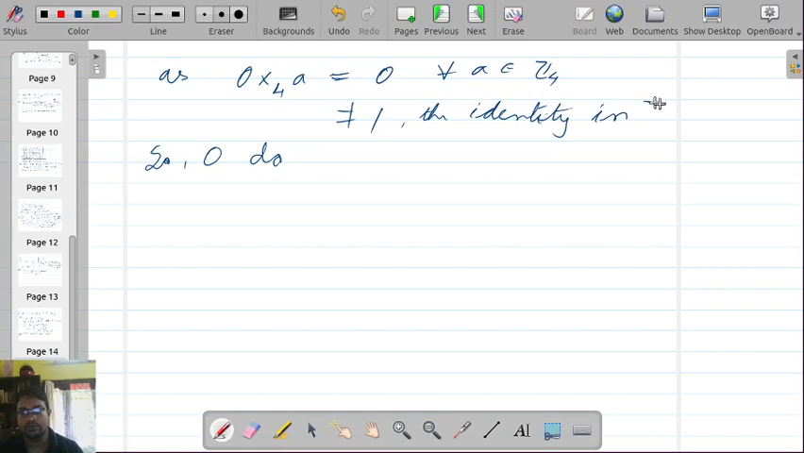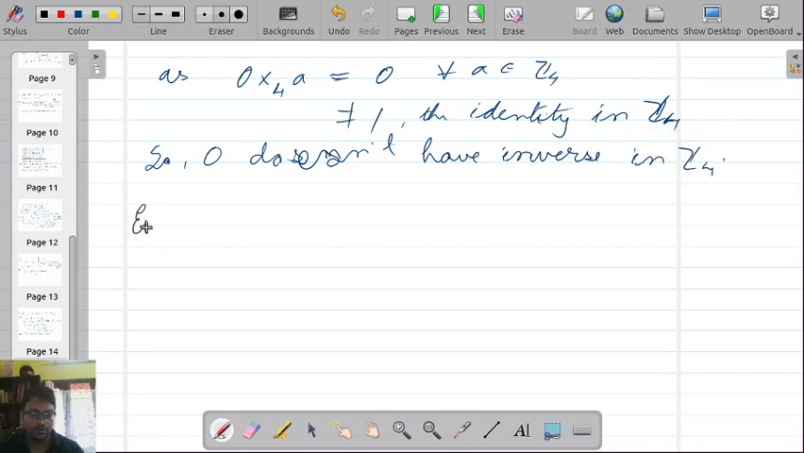So Z4 has an identity. There is an element which when multiplied with every other element gives you the identity element. But there are elements which do not have an inverse. So 0 doesn't have an inverse in Z4. So 0 is creating the problem. So let us try this.